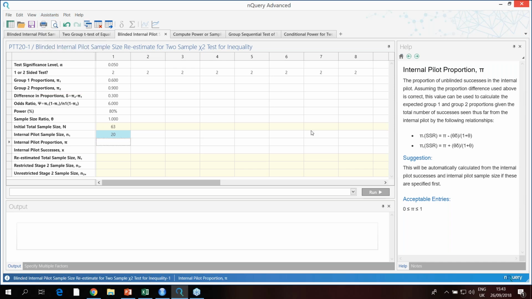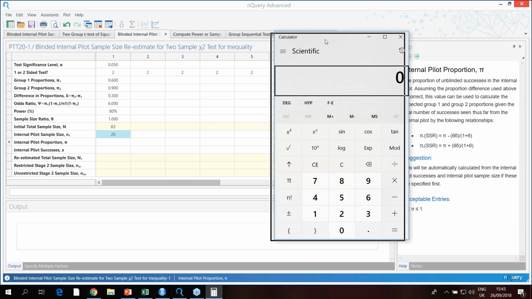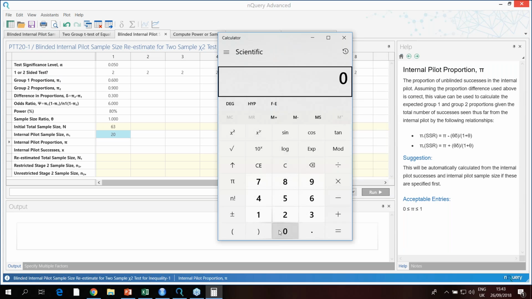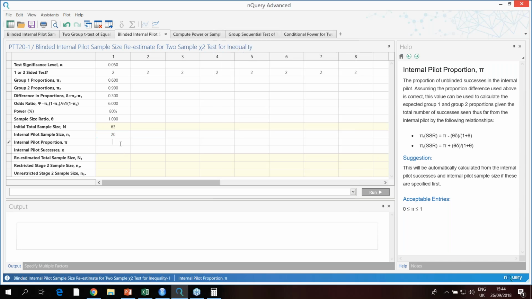So if that was true, the expected success rate in that case would just be halfway between them, given that we have equal sample size. We just take 0.6, add 0.9, divide that by 2, and we get 0.75. But let's assume that the pilot proportion, the overall number of successes, was closer to, say, 0.7 instead of 0.75. And that might be due to either the control group or the treatment group proportion being lower than we expected, but we know it's slightly off.